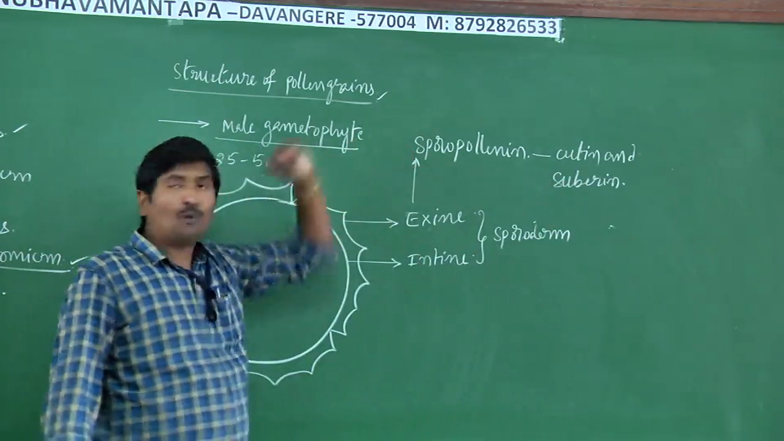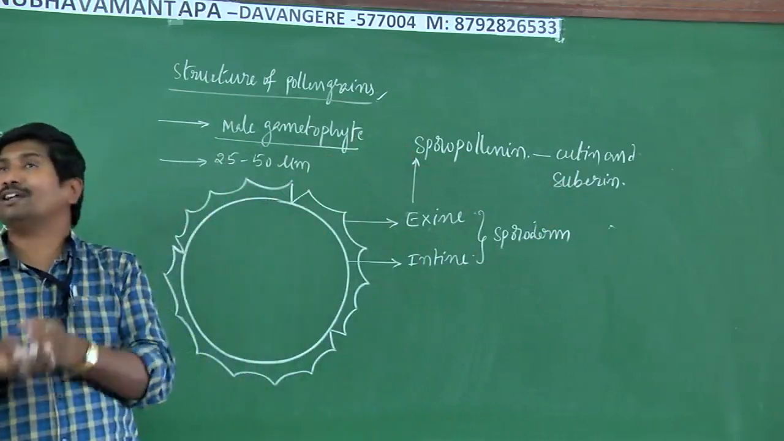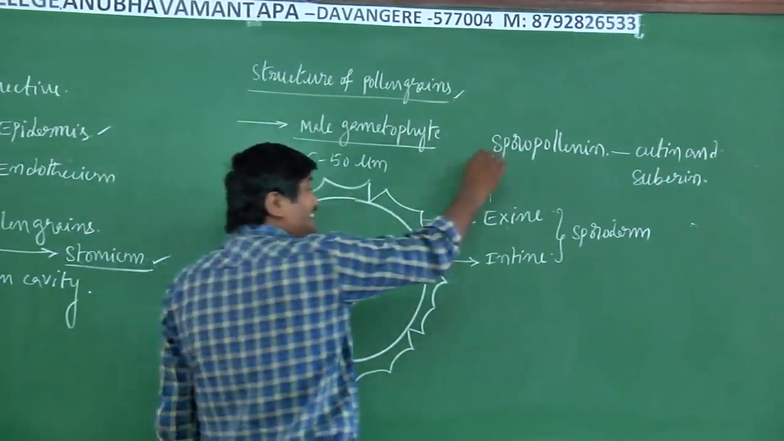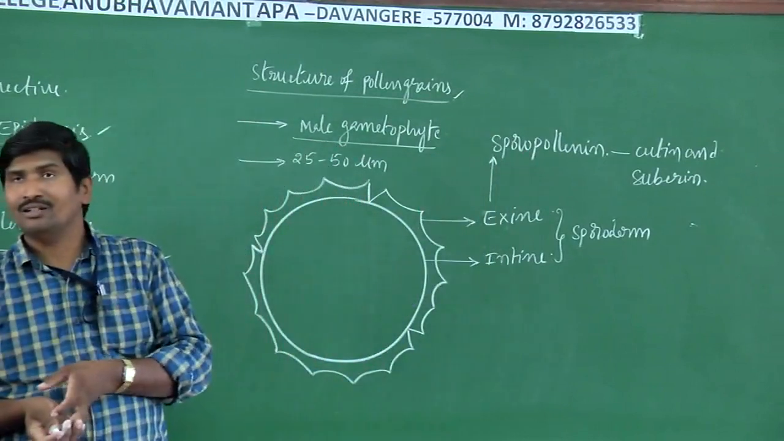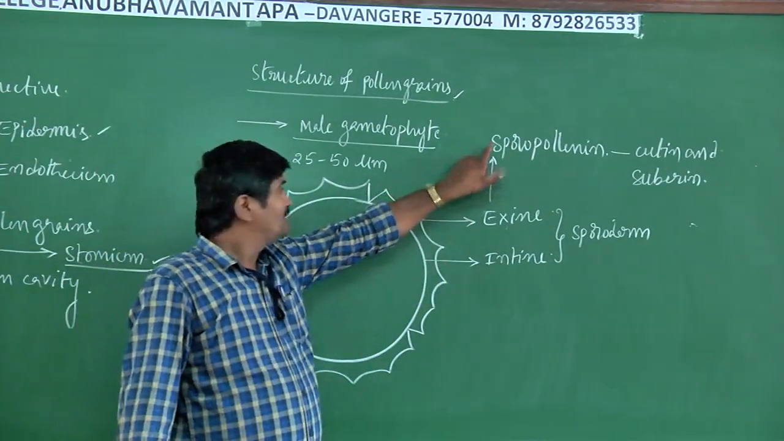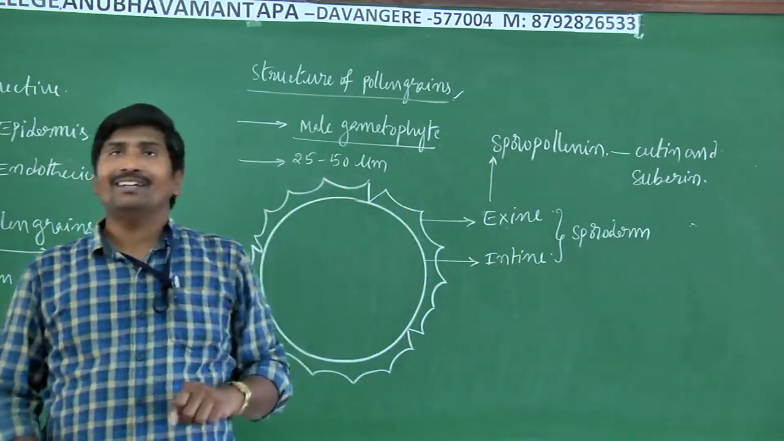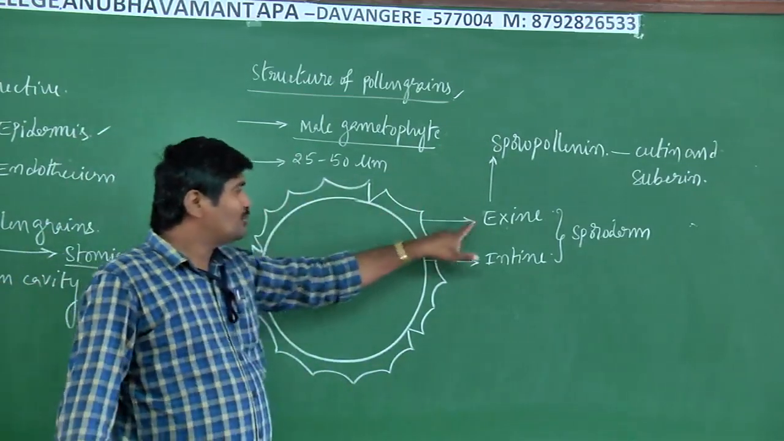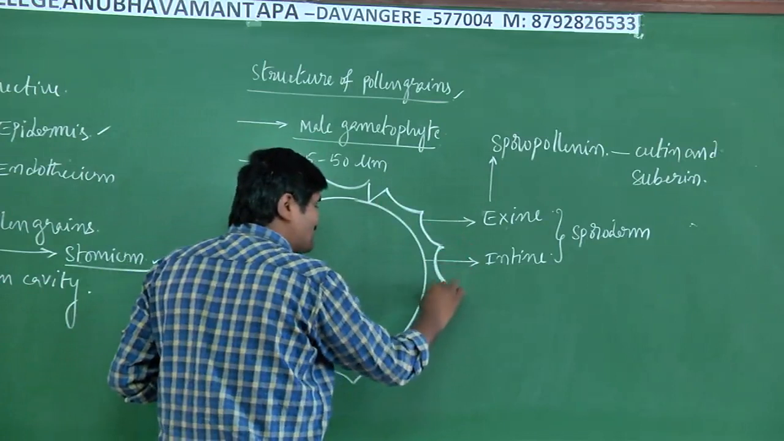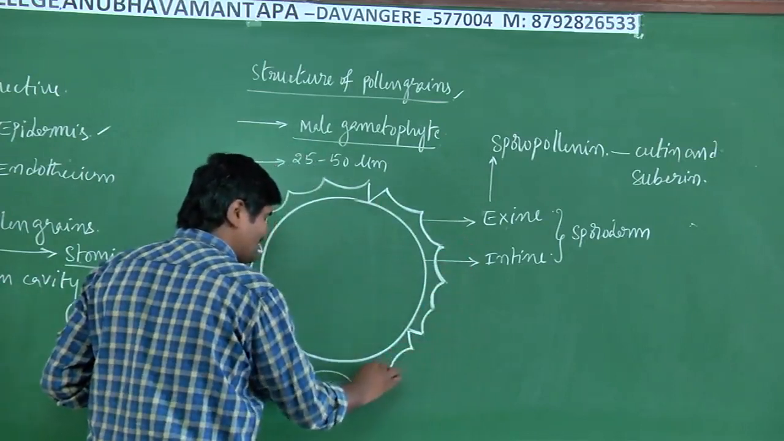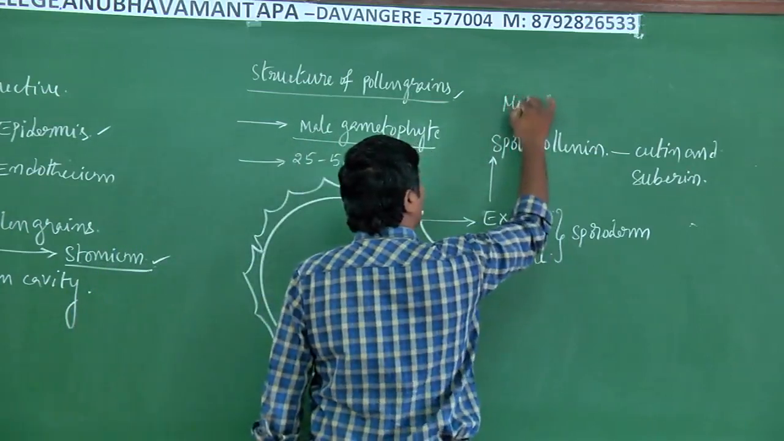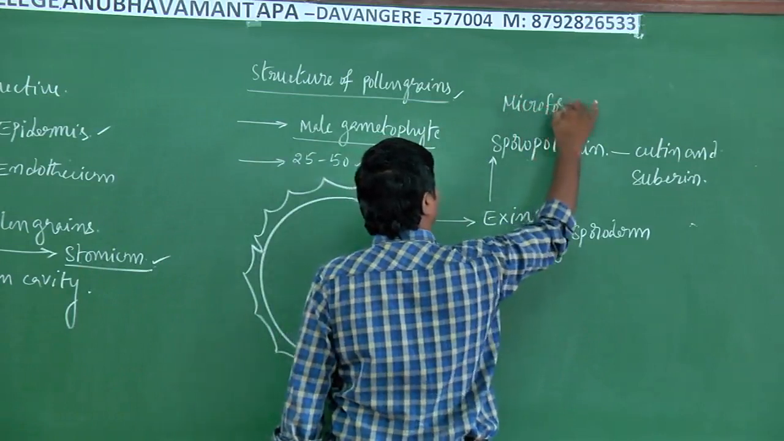Next, this sporopollenin is highly resistant to organic matter. So it can withstand high temperature, strong acids and alkalis. When sporopollenin is present in exine, these pollen grains are well preserved as fossils due to the presence of sporopollenin. That is known as microfossils.